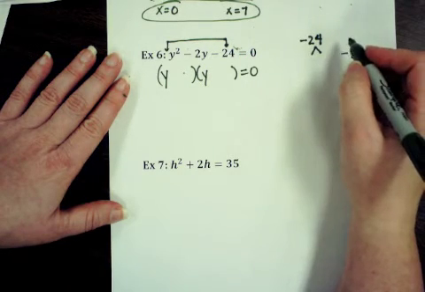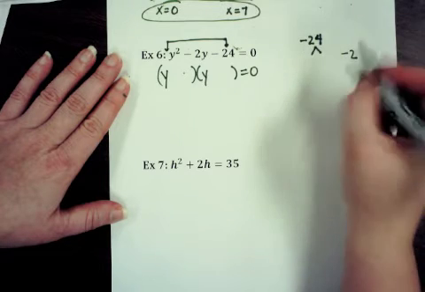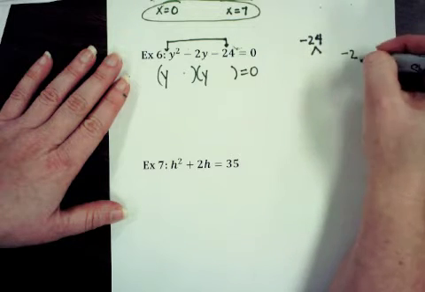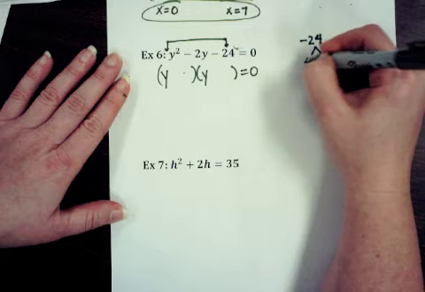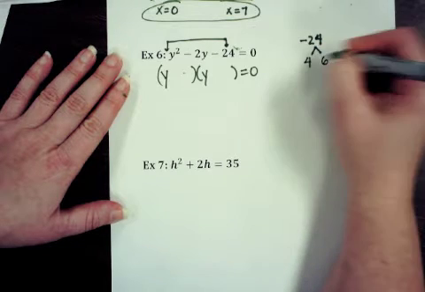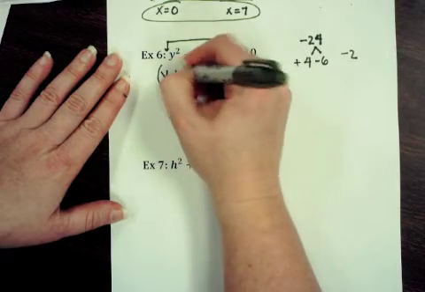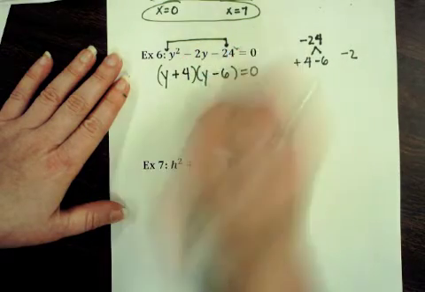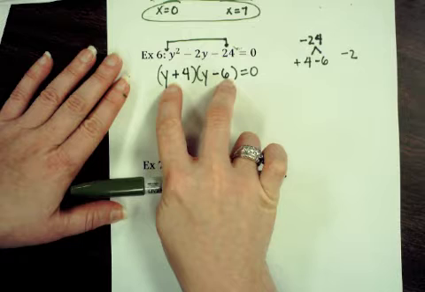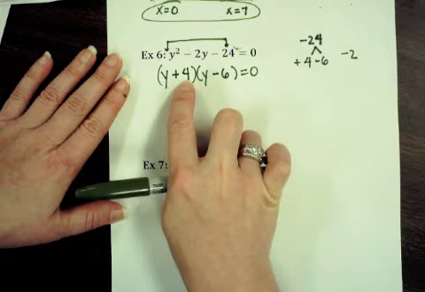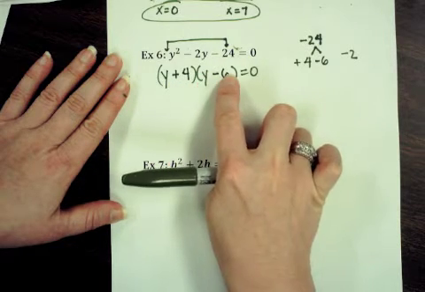And what do we come up with? Okay, we come up with 6 and 4 makes 2. So we need more negatives, so it's a +4 and a -6. Now these are my factors. Y plus 4 is my factor and y minus 6 is my factor.